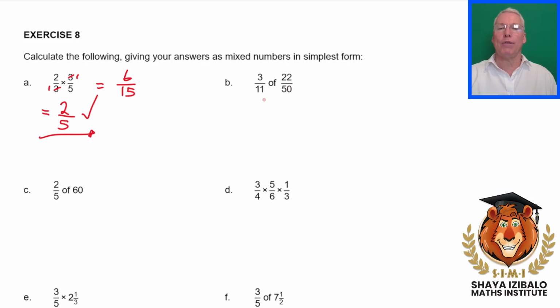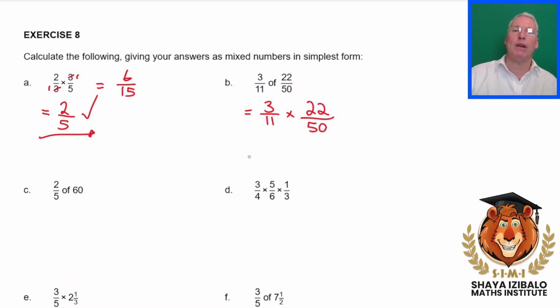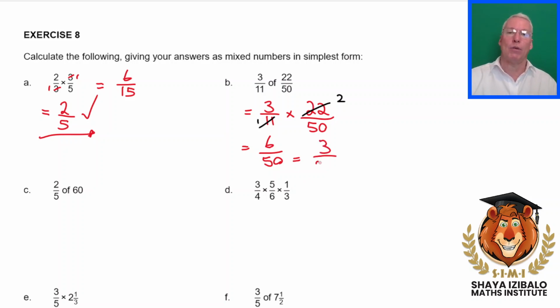3/11 of 22 over 50. Let's change the word of to times. Now, our lives will be easier if we realize that in fact we can divide the bottom by 11 and the top by 11. 22 divided by 11 is 2. We're now going to get 6 over 50. 6 over 50 is an answer. It's not our final answer because 6 and 50 are not relatively prime. We can divide both the top and the bottom by 2 and we get 3 over 25. 25 does not divide by 3, and so that's as simple as it can get.